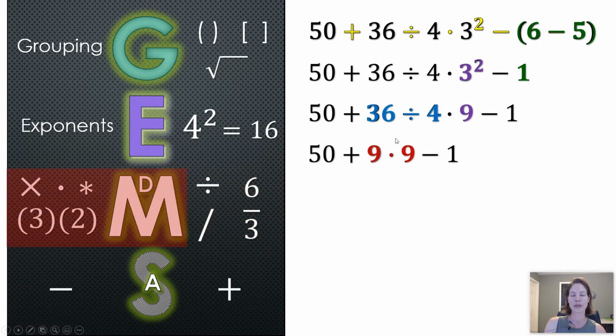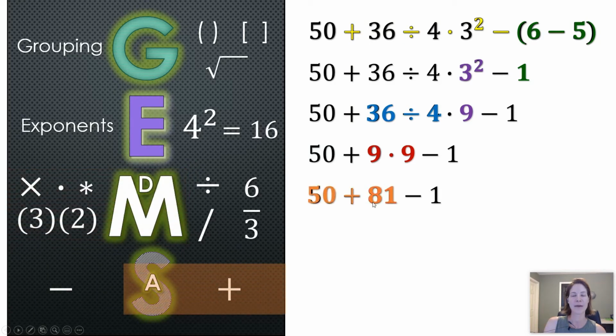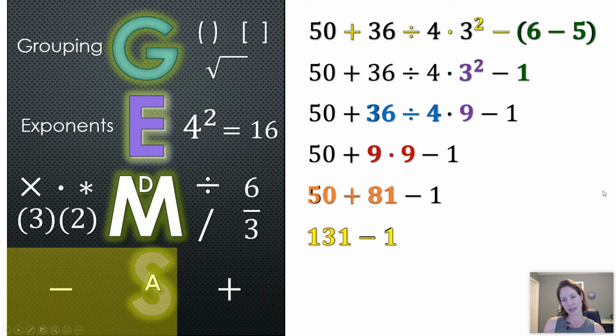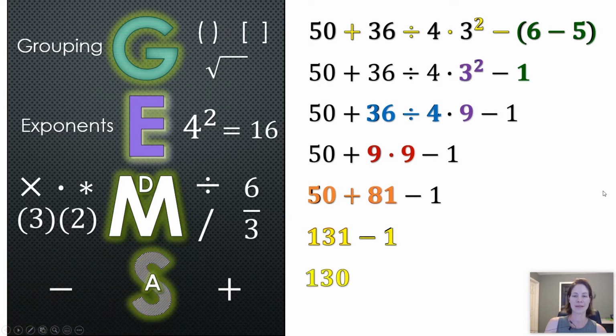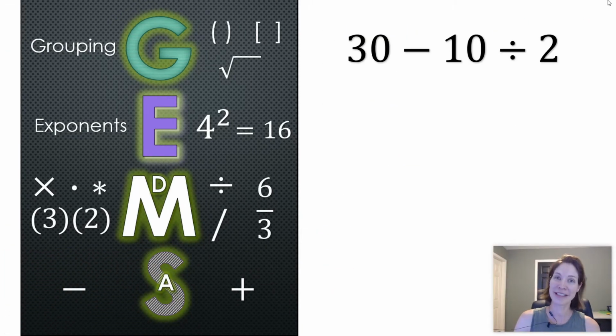Now we're going to have our multiplication coming next because that is before addition or subtraction in our order. We simplify that, we get 81, then we do addition and then subtraction because it goes from left to right. Now that we did that very long expression, let's look at some more simple ones to make sure we know how to identify what to simplify first and then second.